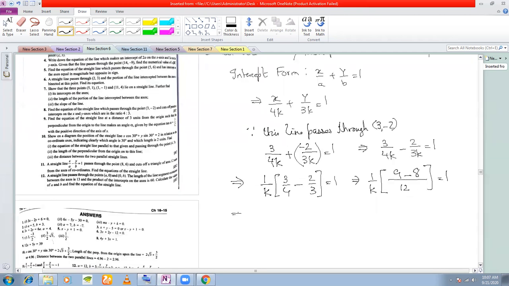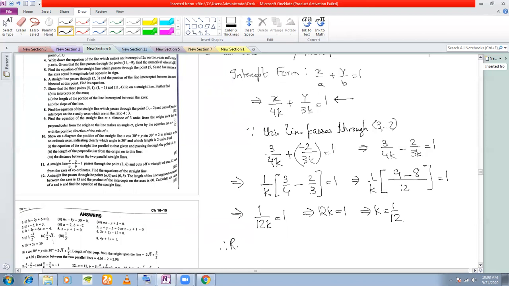So that means 1 by 12k is equal to 1. That means 12k is equal to 1. That means k is equal to 1 by 12. Okay, so this is what the value of k will be. And the question here is find the equation of the straight line. So if you want to find the equation of the straight line, you simply put the value here.